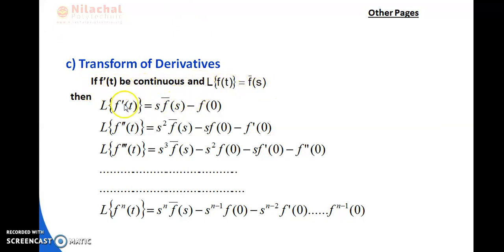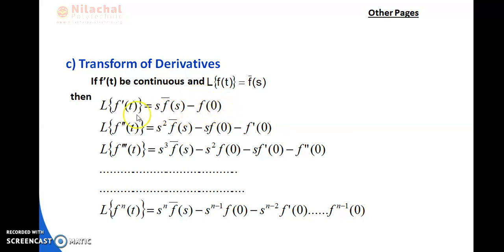then Laplace of f dash t, meaning the single derivative of f of t, denoted as f dash t, has the formula s into f bar s minus f of 0. The technique: for the first derivative you write s to the power 1 f bar s, then minus f of 0, where no s will be present, meaning s to the power 0.